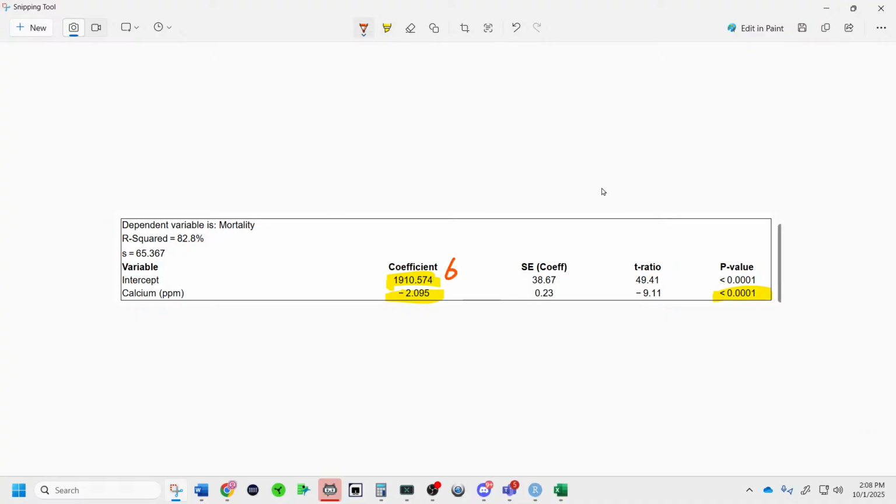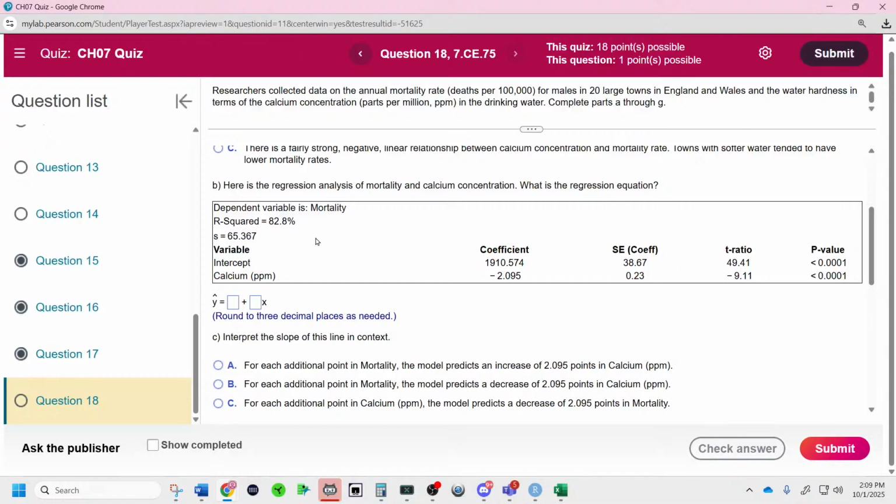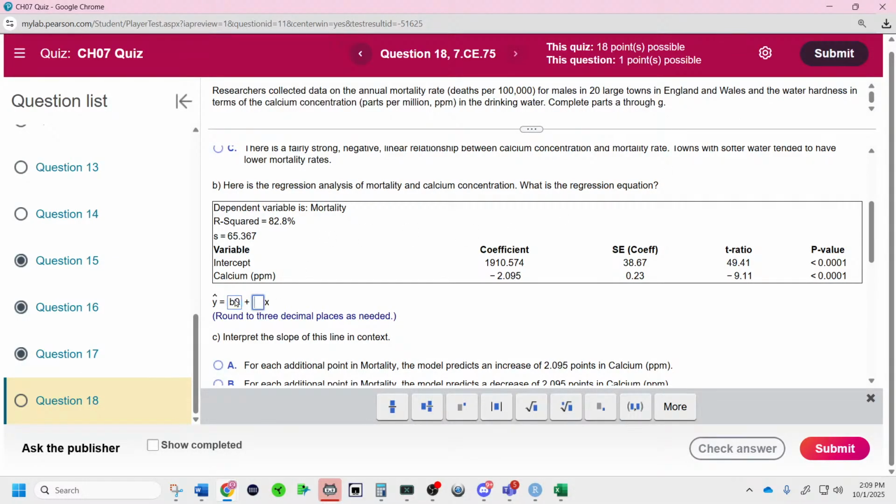This value over here is the intercept. This is the slope, and then this is the p-value of the model, telling us that this model is very statistically significant because the slope is unlikely to be 0. So all we do is take right here and put in b0, b1. We actually have to put in the values, but that is the general form of the equation. The predicted value of y is equal to b0 plus b1x.